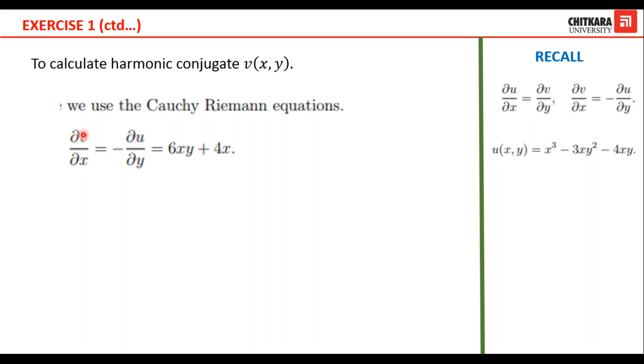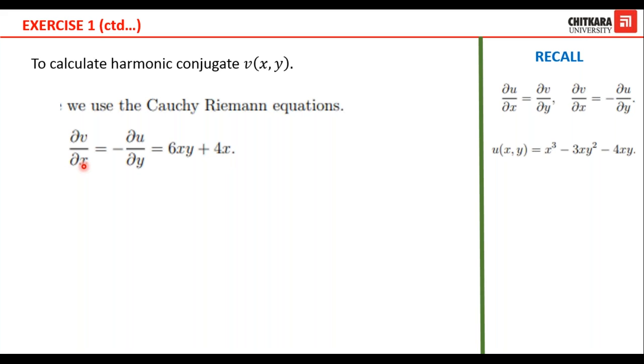So the second Cauchy-Riemann equation says curl v by curl x is equal to minus curl u by curl y. What is curl u by curl y? I have written the value of u here. So you can calculate what is curl u by curl y. So it will be minus 6xy minus 4x. So it is carrying a negative sign, and since there is a negative sign here, they will become positive, right?